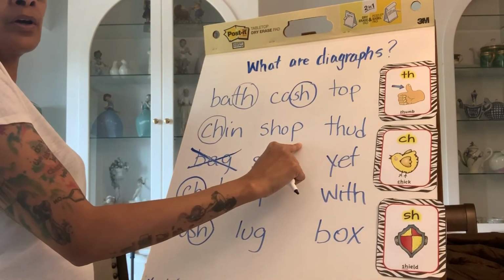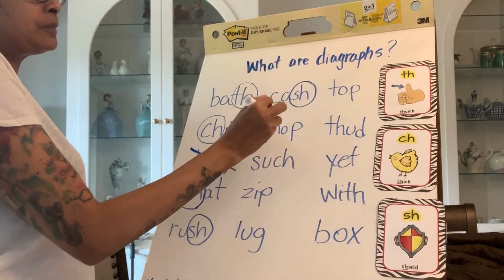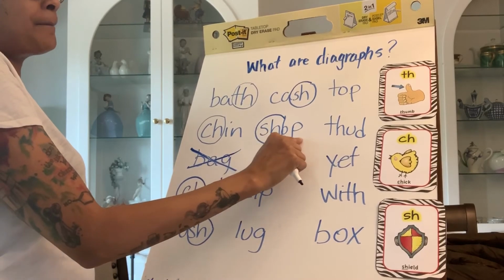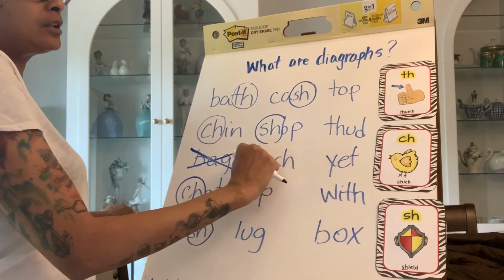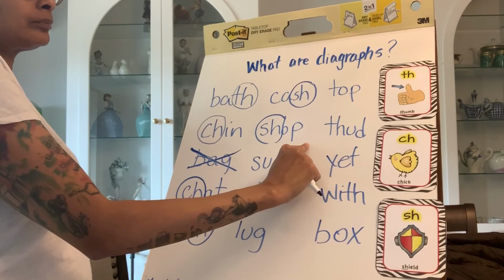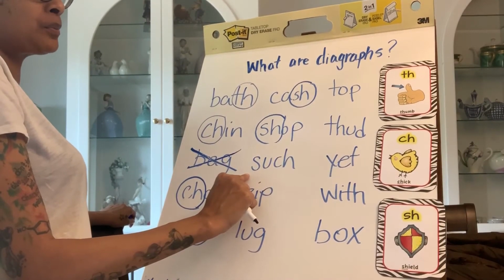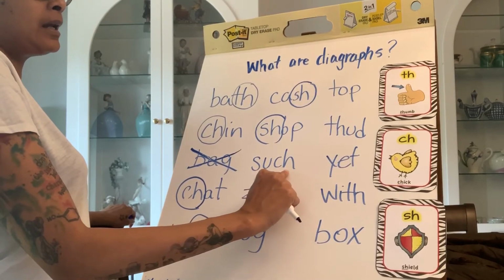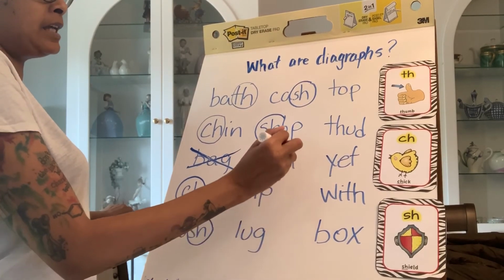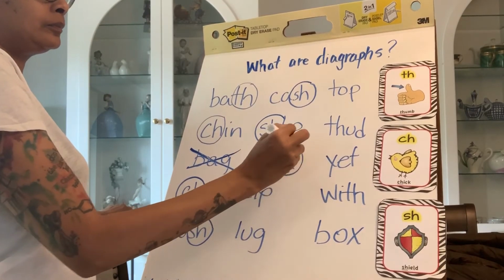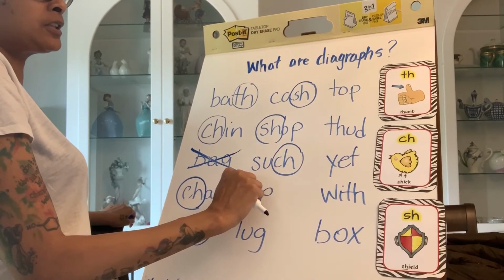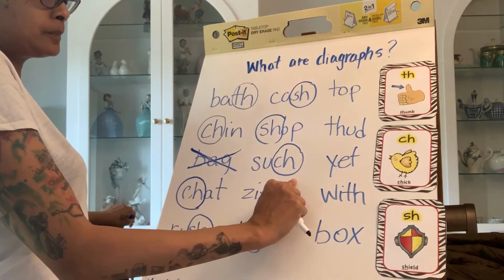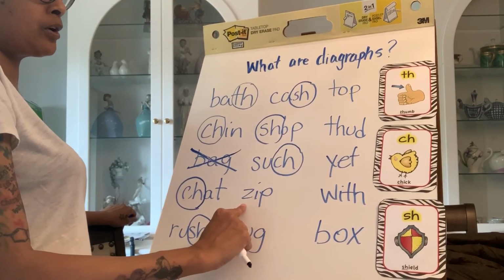What do you spy in this word? SH. Op, shop. Our next word, let's look for our digraph. S-U-C-H. Oh, I see a C-H. Such.